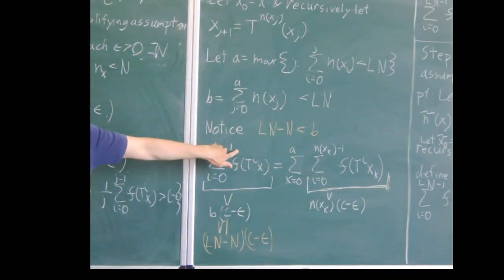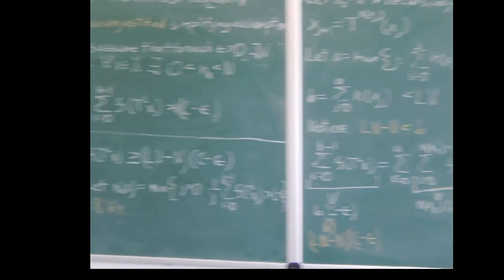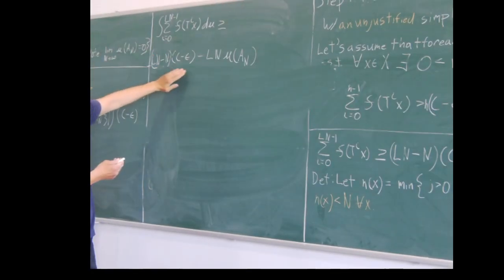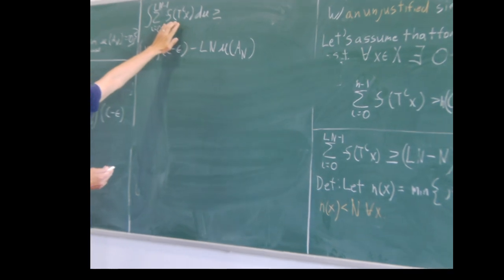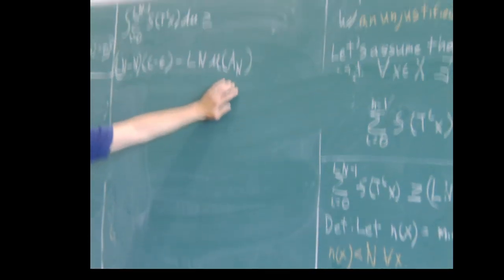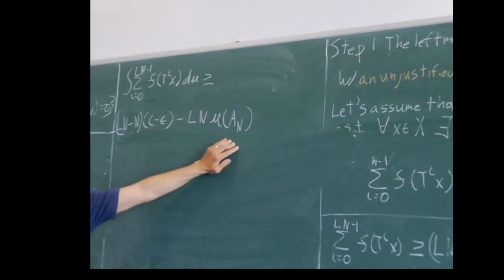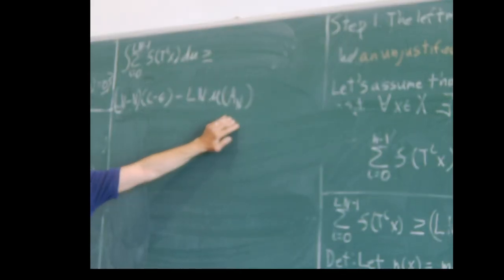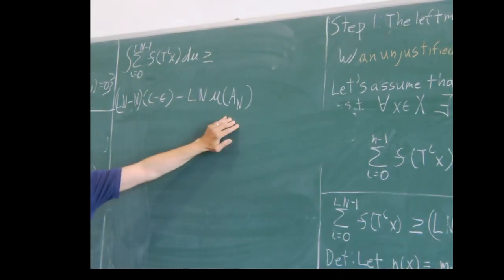That was the point of defining n tilde, that it is still at least L sub n minus n. Everybody okay with that? All right, so now on pieces going through the sum, I'm estimating by c minus epsilon, except for the parts that were in A sub n, and moreover, it's the starting point of one of the n tilde windows.